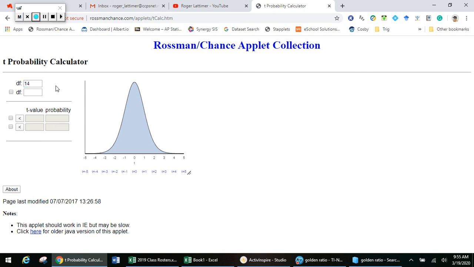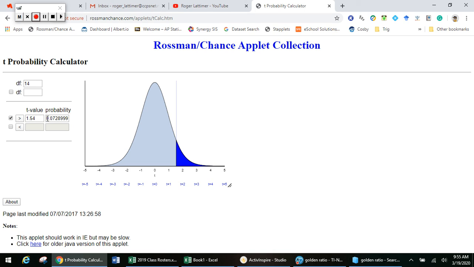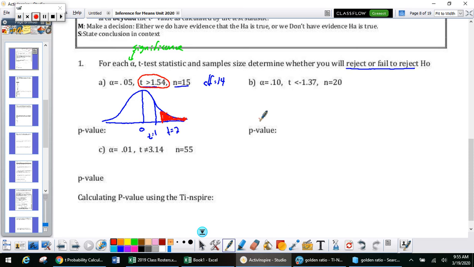So there's 14 degrees of freedom. Now, my t-value was 1.54, and I want to find the area above that. If I click this, it'll change it to greater than. Look, there's my shaded area, and we can see that the probability is 0.07. So this right here is actually my p-value. The p-value is 0.073.